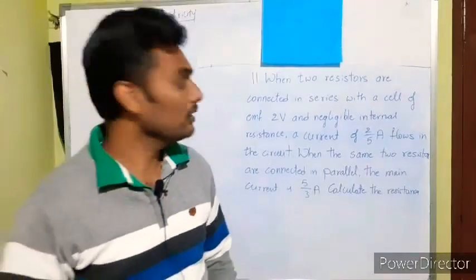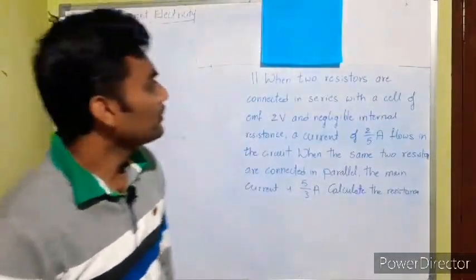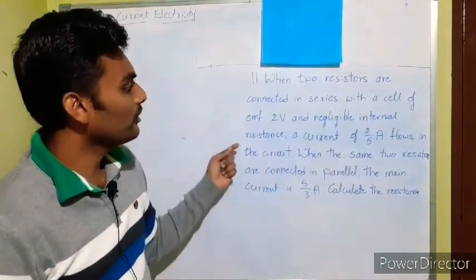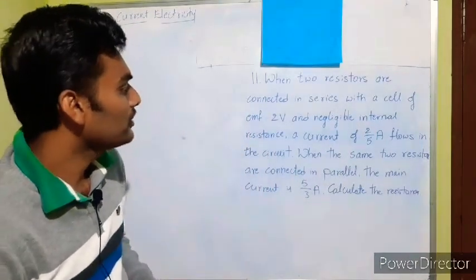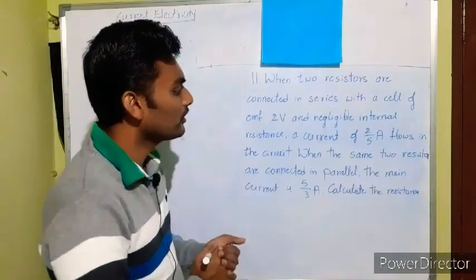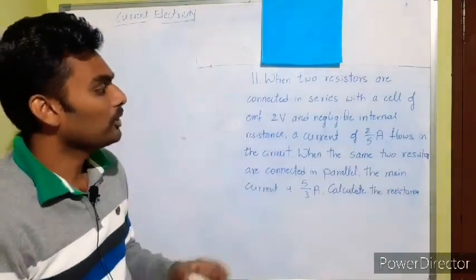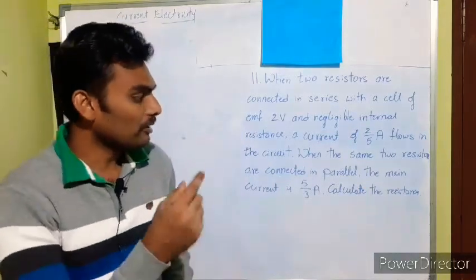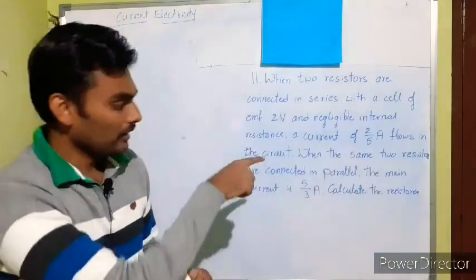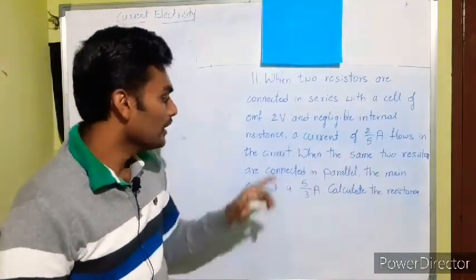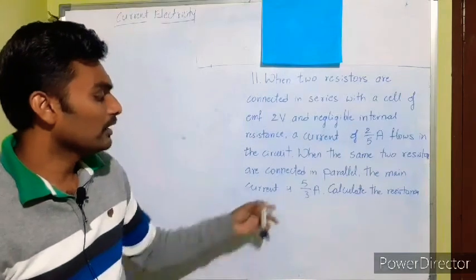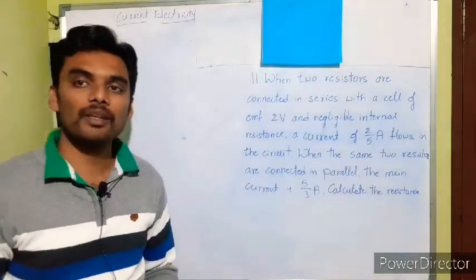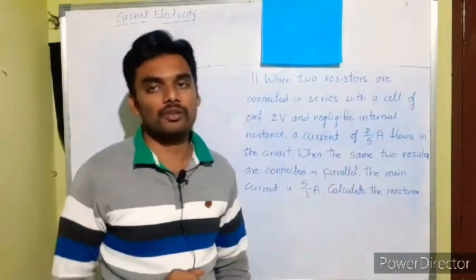Okay, question number 11 is as follows. When two resistors are connected in series with a cell of EMF 2 volt and negligible internal resistance, a current of 2 by 5 ampere flows in the circuit. When the same two resistors are connected in parallel with the same battery of 2 volt, the main current is 5 by 3 ampere. Calculate the resistances. So in this problem, we have two situations given.